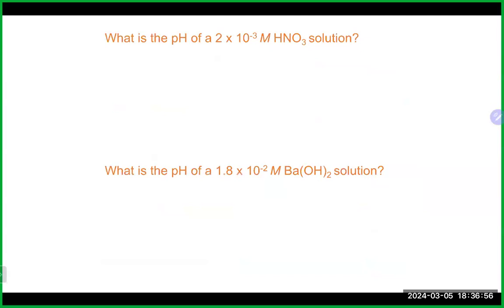So why don't you try this? Calculate the pH of each of these solutions. We have nitric acid, which is a strong acid, and we have a little barium hydroxide, which is a strong base. So what would be the pH of each of these solutions? See what you come up with here.